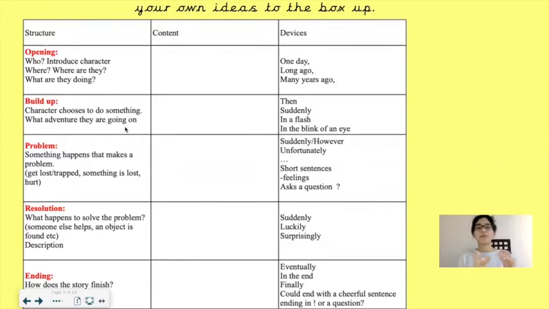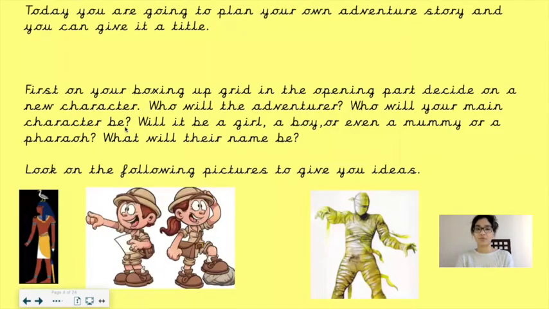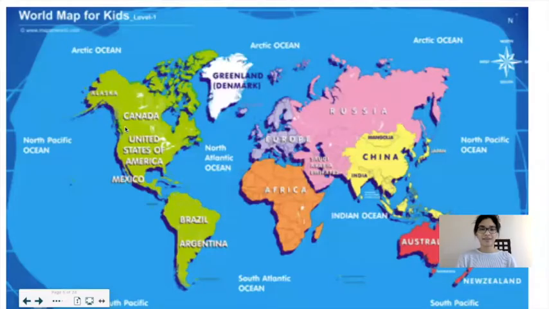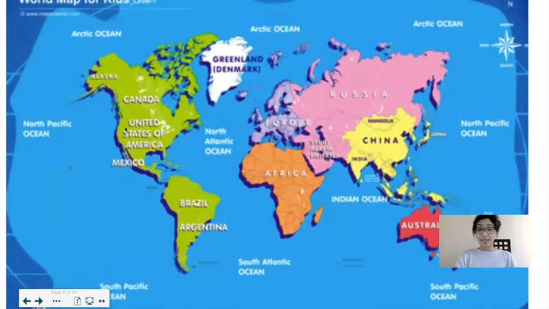And in this part of your adventure story, you will see words like then, suddenly, in a flash, in the blink of an eye. So think about what your build-up for your adventure story might be. What happens in that part of your story that makes the character then do something else? You can think about where your story is set in the world.